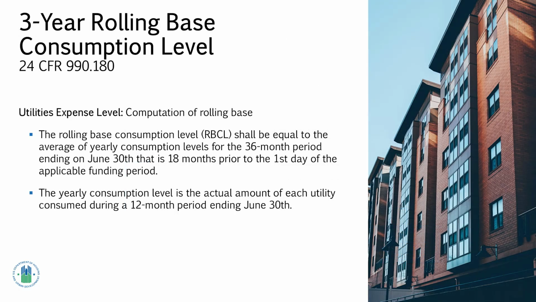The 3-year rolling base consumption level is equal to the average yearly consumption for the 36-month period ending on June 30th. That is 18 months prior to the first day of the applicable funding period. So yeah, this gets a little confusing for sure, and we have an example to go over for you.